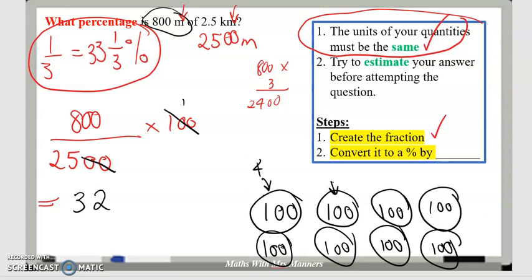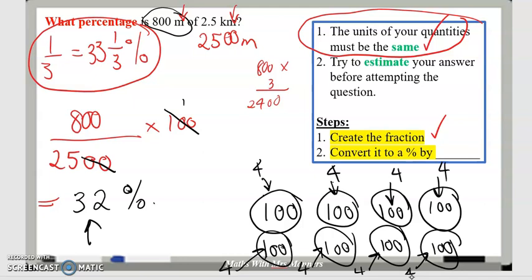So there would be 4 25s in this 100, 4 here, 4 in this one, 4 in this one, 4 in this one, 4, 4, and 4. And so what I've got is 8 groups of 4, and 8 groups of 4 is 32. So don't forget you've worked out a percentage. It turns out that 800 meters is 32% of 2.5 kilometers.